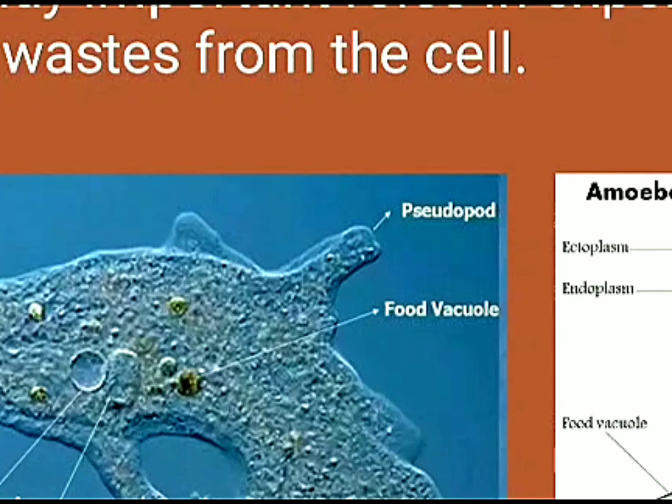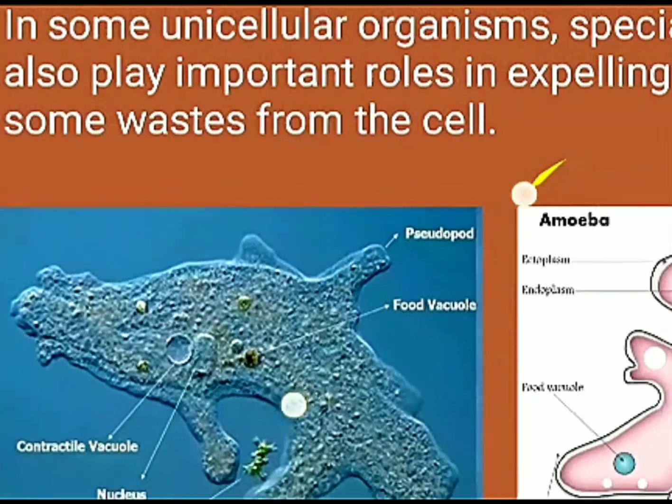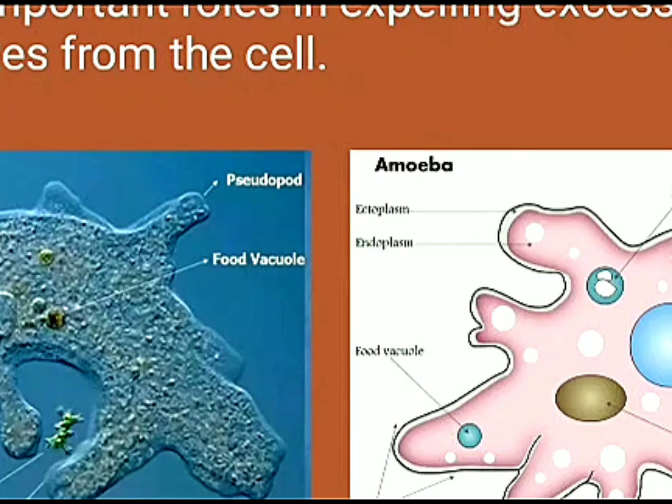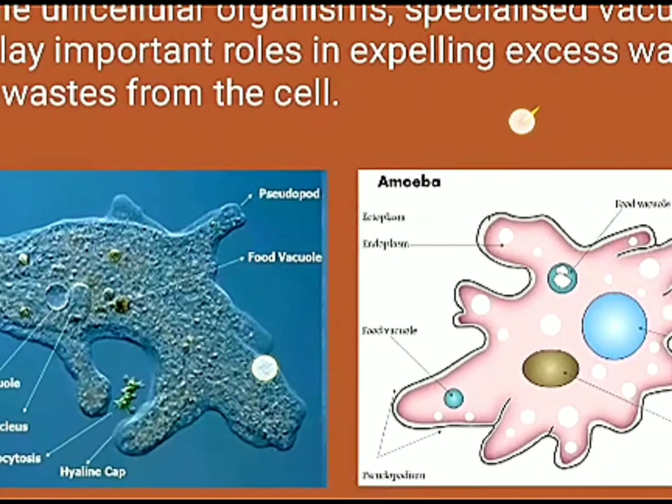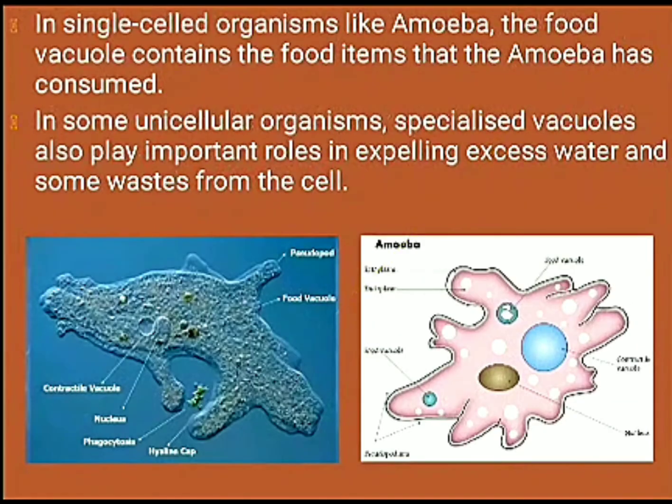Once the food enters amoeba's body, the food vacuole releases the digestive enzymes that help in conversion of complex food material into simpler form. You will also find a contractile vacuole present inside amoeba's cell. This contractile vacuole helps in the process of exosmosis, that is, removal of excess amount of water from the cell.